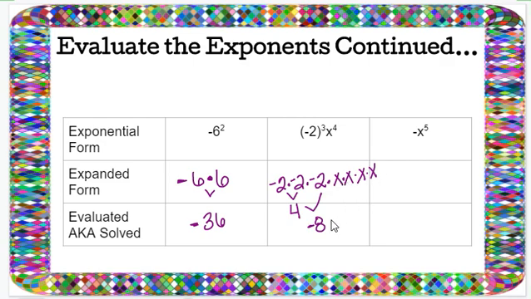And then x's we can't really simplify, so we're just going to have negative 8, x, and there's 4 of them. So the final answer is negative 8, x to the 4th. Notice there's no parentheses in the final answer on this one.